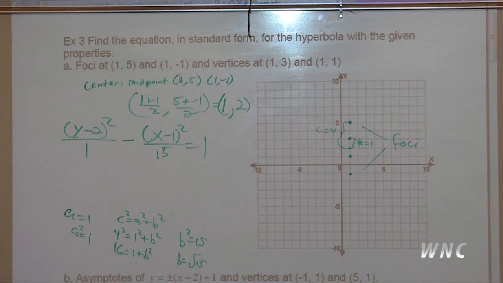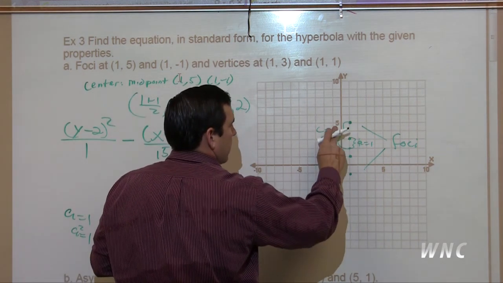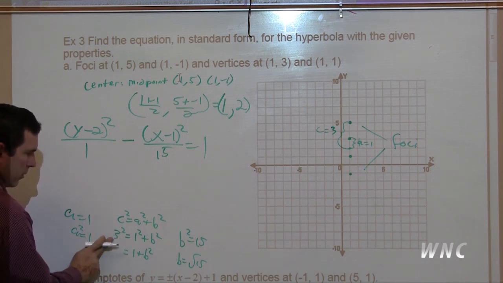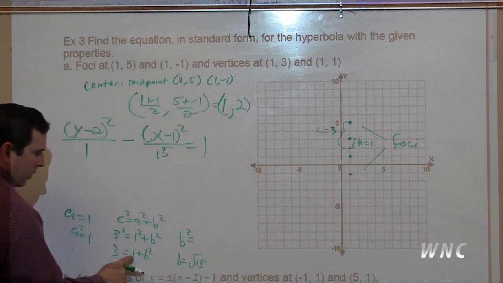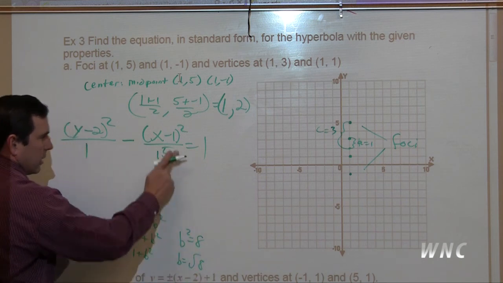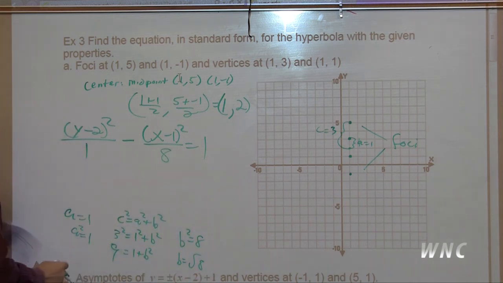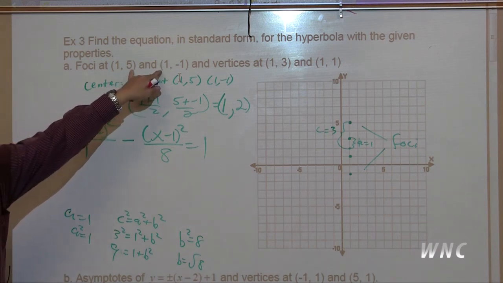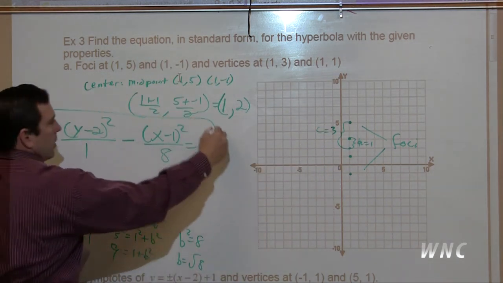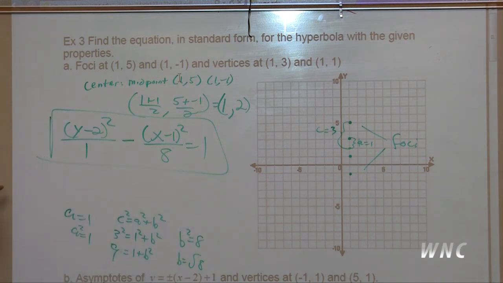Got something wrong there. Okay, I think my issue is that c is not 4, it's 3. That would make a difference. Okay, 3 squared is 9. 1 from 9 is 8, so b squared is 8, and all we need is the 8. And that's it. So knowing c, knowing a, we can get the b. Knowing the foci locations and the vertices, either one of these would have given us the center. And that's the equation of the hyperbola. (y minus 2) squared over 1 minus (x minus 1) squared over 8 equals 1.